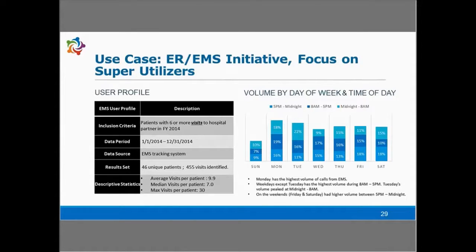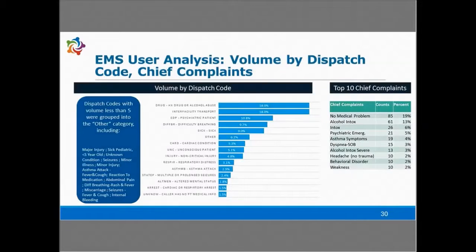We can break it down by the shift of the call, by the day of the week, and most important here, of course, to focus on is the majority of these are really not acute care calls. Mostly they're related to alcohol intoxication, some behavioral health conditions, and in some instances there's really no pronounced acute medical problem, as you can see on the right-hand side, 19% of the time.